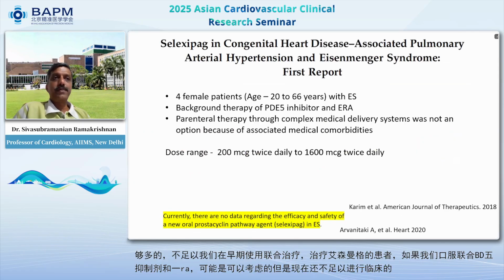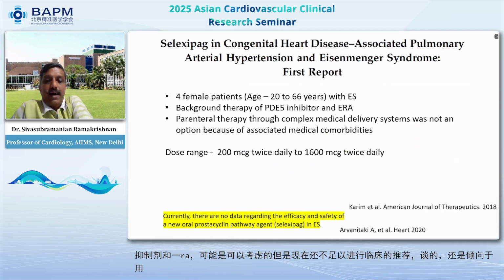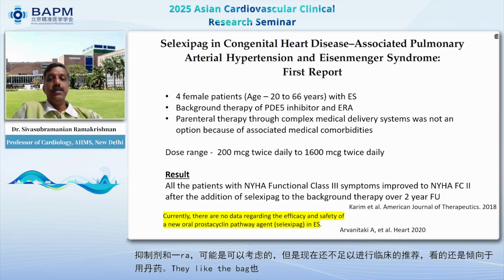There are very few studies of selexipag, and there is no data regarding selexipag in Eisenmenger syndrome. So all the patients improved.